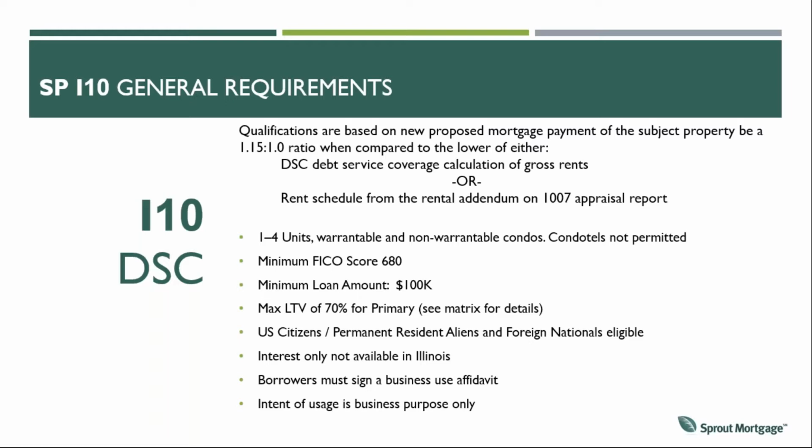Minimum FICO score is 680. The minimum loan amount is 100,000. Max LTV is 70% for primary residences. Again, refer to that matrix for additional details. Foreign national borrowers are eligible.